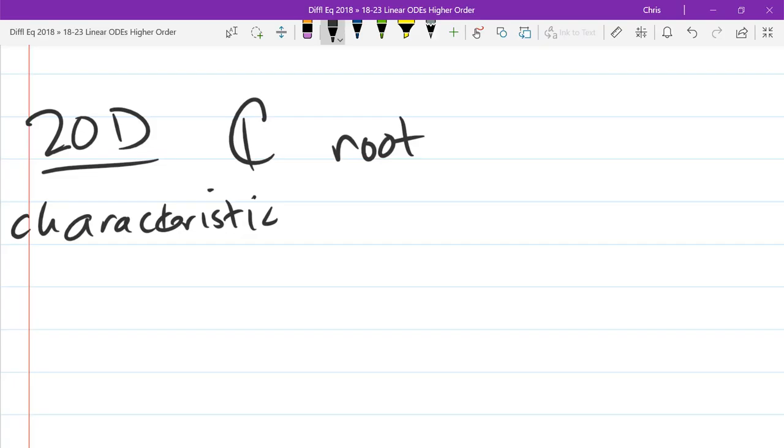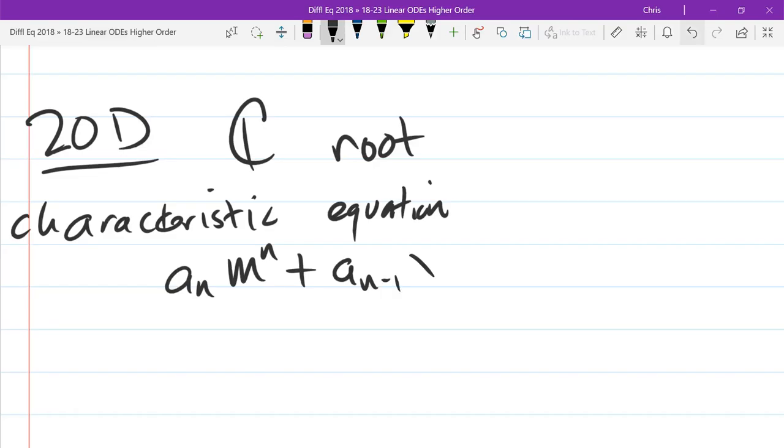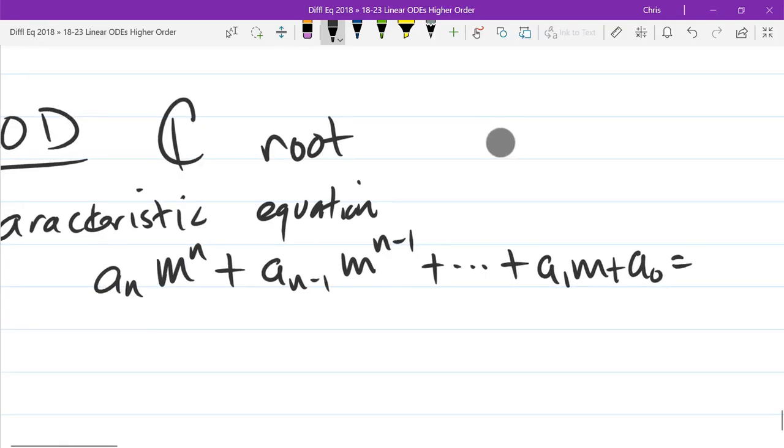Absolutely. All right, so we have a characteristic equation. It's a polynomial in m. So if I'm writing an nth degree polynomial in m, it's a_n times m to the n, plus a_(n-1) times m to the n minus 1, plus and so on, plus a1 m plus a0 equals 0. So our m values are all the solutions to this.